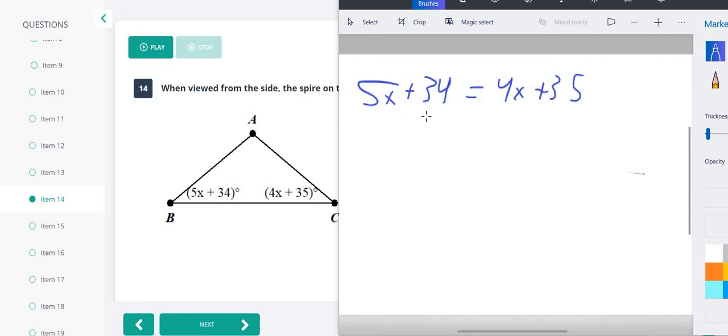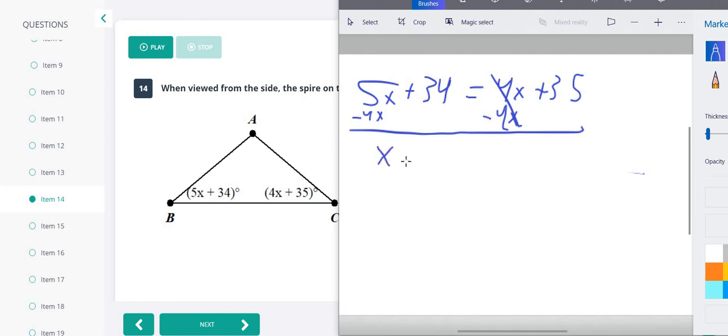All right, now we got to do that math. First of all, we can't have x's on both sides, so we got to get rid of one of them, get rid of the lower one. So subtract 4x from both sides. These cancel, leaving us 5 minus 4 is 1. You could write the 1, you don't have to, but it's just x plus 34 equals 35. So now we have to get rid of this 34, so subtract 34 from both sides. And those cancel, x equals 1.